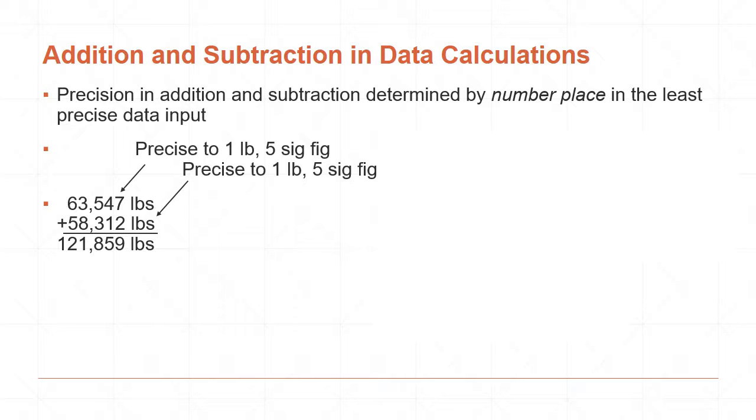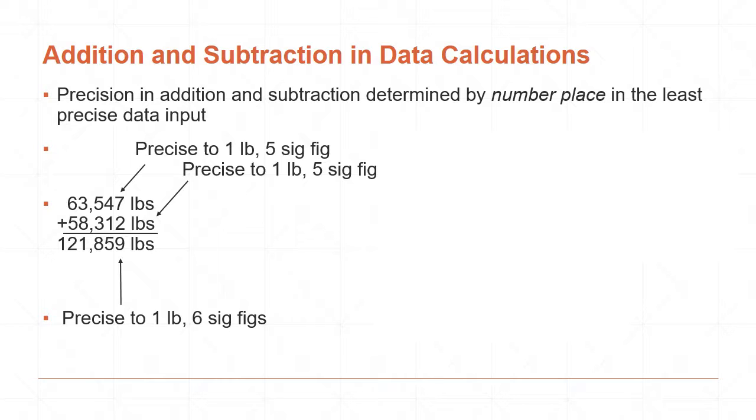When I add those together, the result, 121,859 pounds, is also precise to 1 pound, but now you'll notice there's six significant figures. And this can happen fairly often when you're adding two numbers that are fairly close together. It will often happen that you'll end up with more significant figures in the answer than you had in any of your inputs. And that's simply because you've added a number place to the left and you've still maintained the same precision, in this case, to ones place or 1 pound.